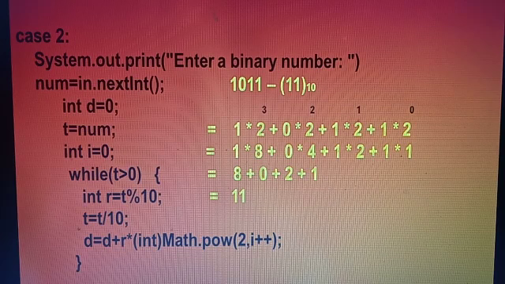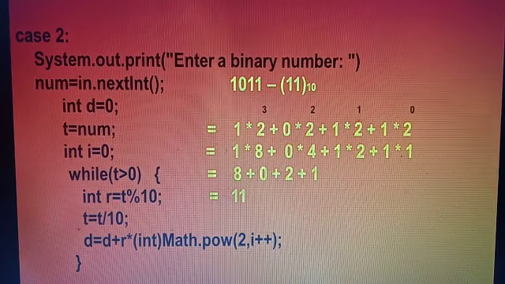Now you have to apply it in d. Now you have to find out the d. How will you find out the d? d = d + r * Math.pow(2, i++). You can write i++ in the next line also, no problem. Then after that close the curly bracket.